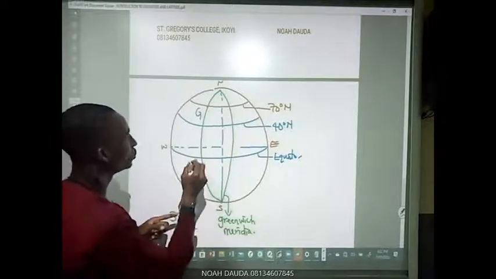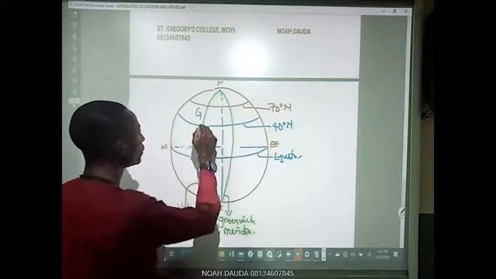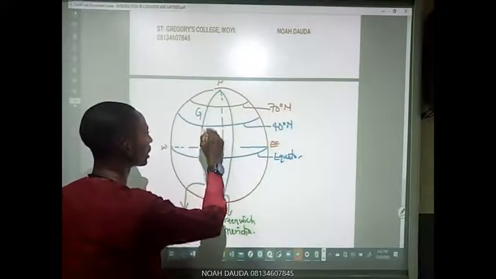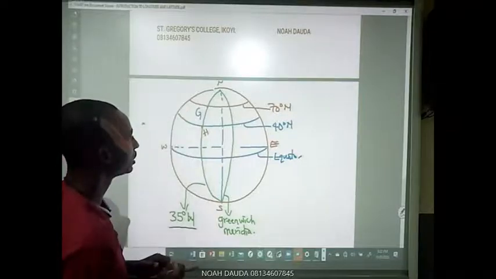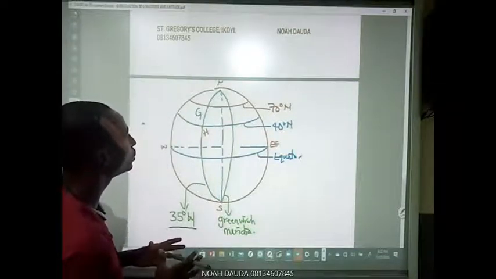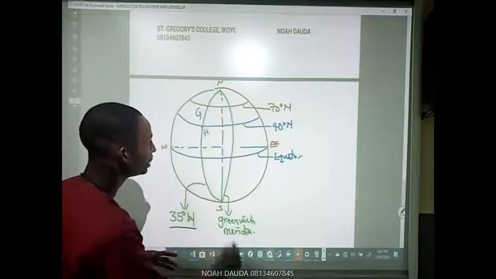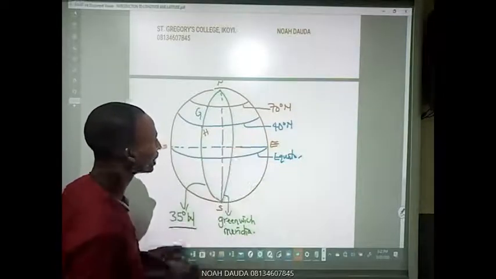All I just need to do is to map out my point of intersection and call it H. Now I have my G and I have my H. Now the next question is, how would you determine the angular difference? Do not forget the concepts.